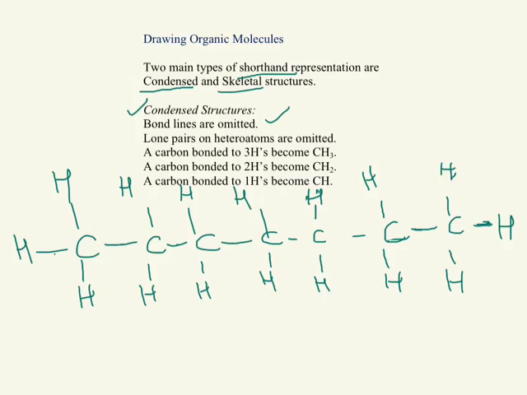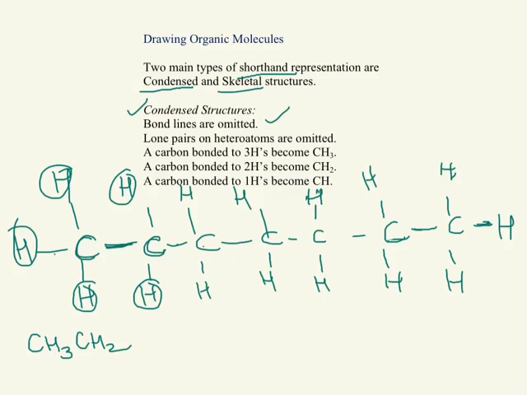A carbon bonded to 3 hydrogens becomes CH3. So if you look at this carbon, it is bonded to 3 hydrogens, so we're going to write it down, CH3. Remember, we omit the bonds. We do not write down bonds. A carbon bonded to 2 hydrogens becomes CH2. So this carbon is bonded to 2 hydrogens, CH2. This one is CH2, this one is CH2, this one is CH2, and this one will be CH3.